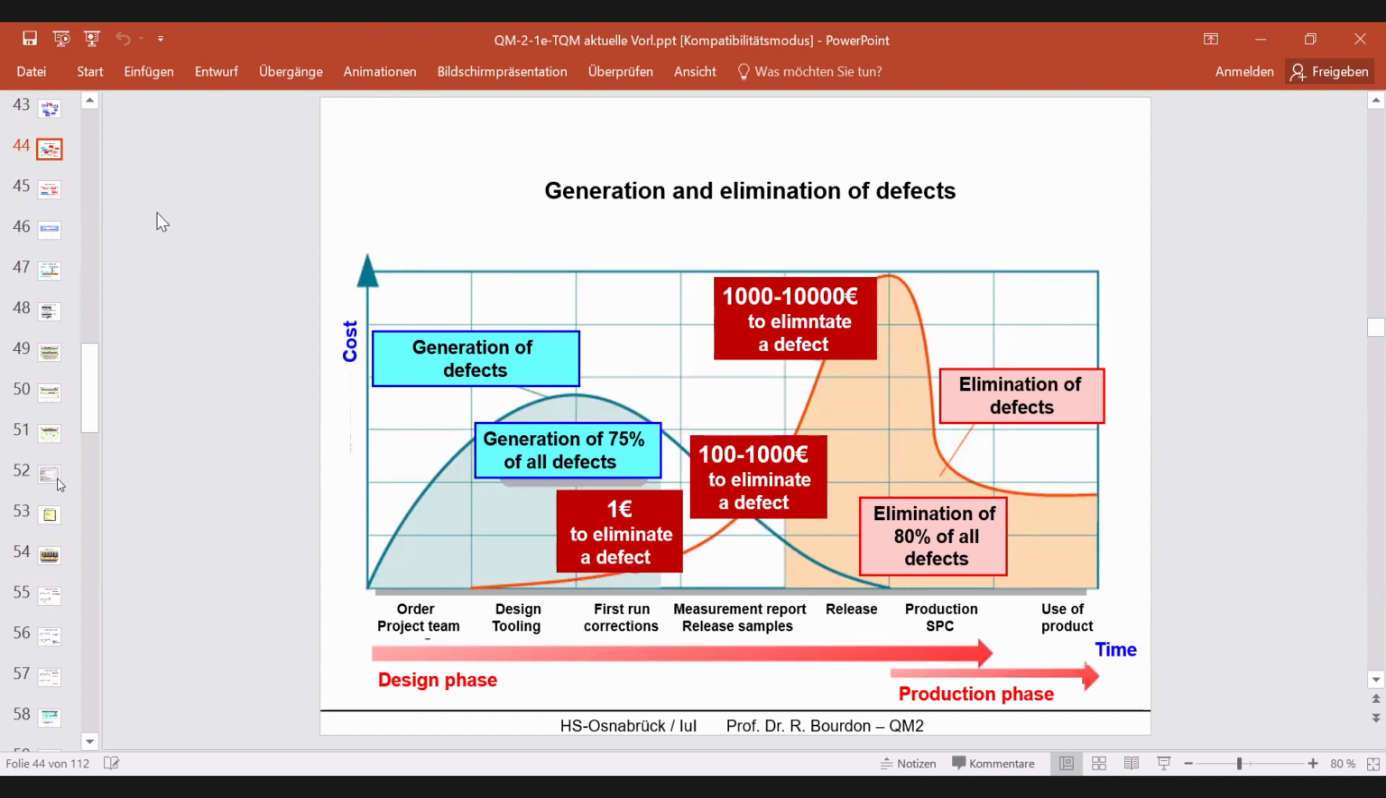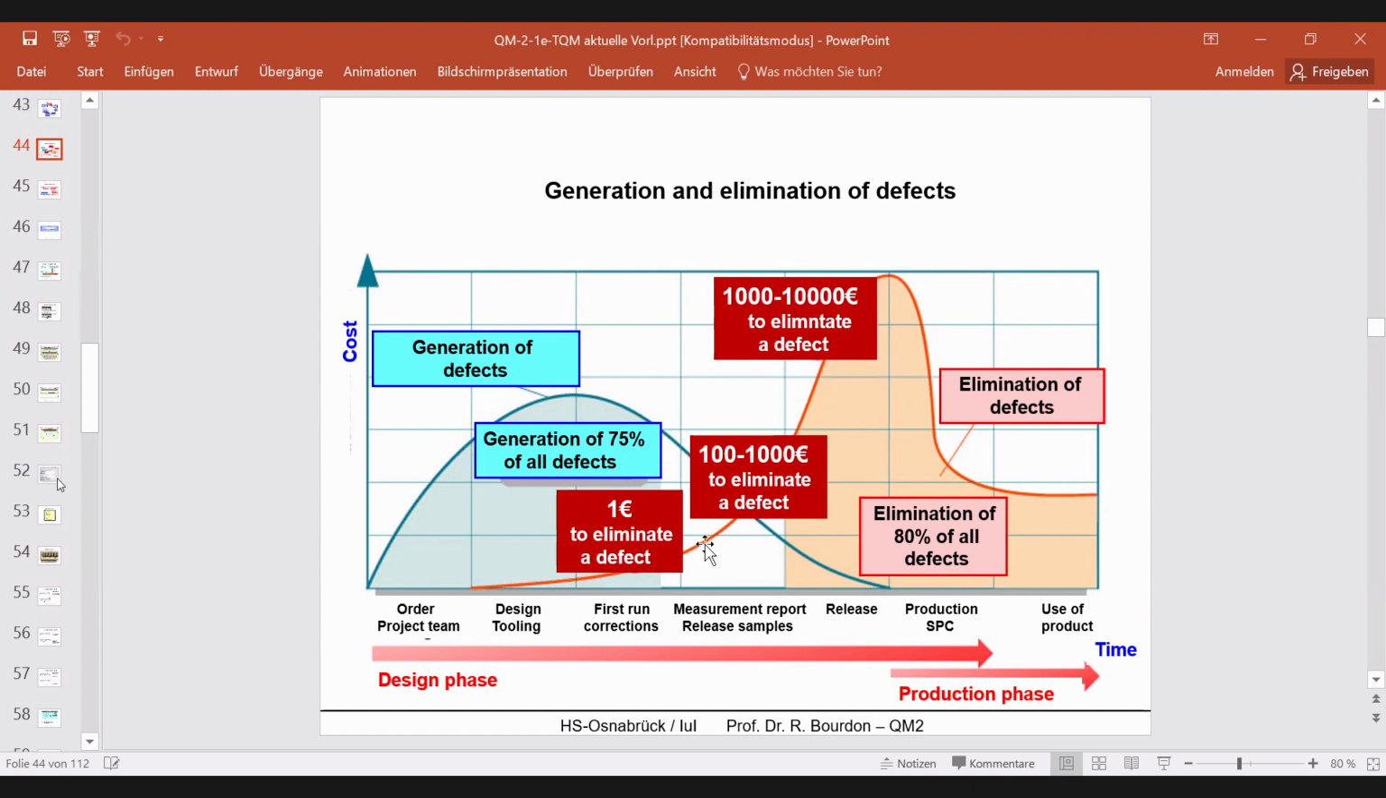Most of the problems in the production have their reasons in the planning phase. 75% of all the defects which we have later on in the production have their reasons in the planning phase, in the design and the tooling, in this early phase of a new product. The later it is on the timeline, and if we are in production, it is very expensive to optimize the quality. It's much cheaper to optimize the quality in the planning phase.